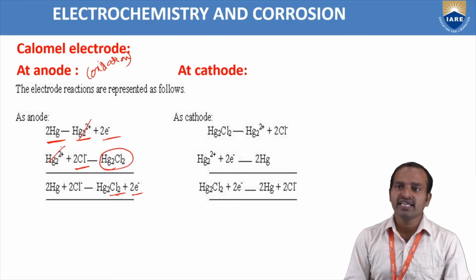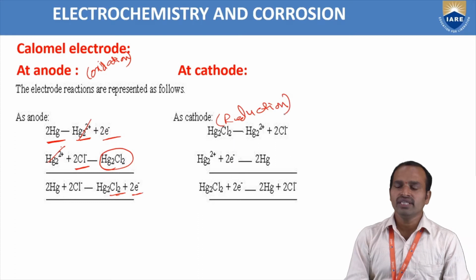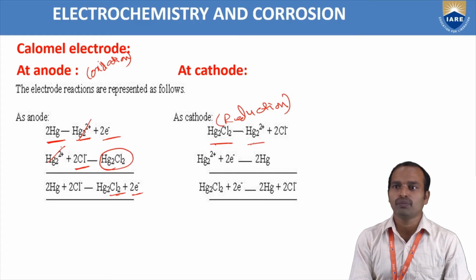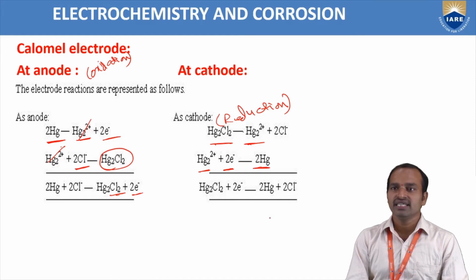On the other hand, if the electrode acts as a cathode, then gaining of electrons takes place and it undergoes reduction. Mercurous chloride, Hg2Cl2, gains 2 electrons, because it undergoes reduction, to form 2Hg. So Hg2Cl2 plus 2 electrons gives 2Hg plus 2Cl minus. In this case the Cl minus ion concentration increases.